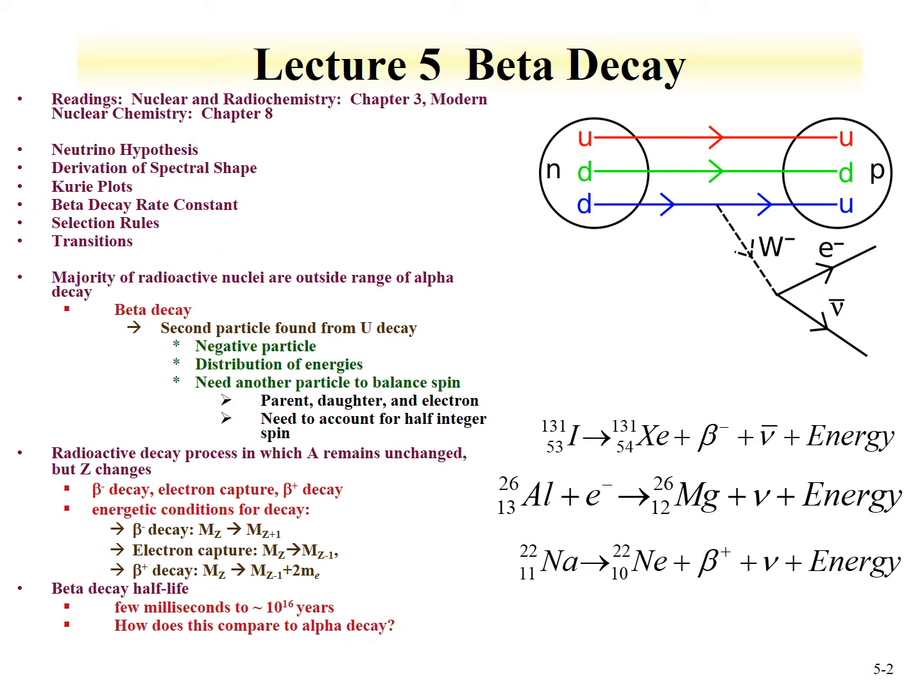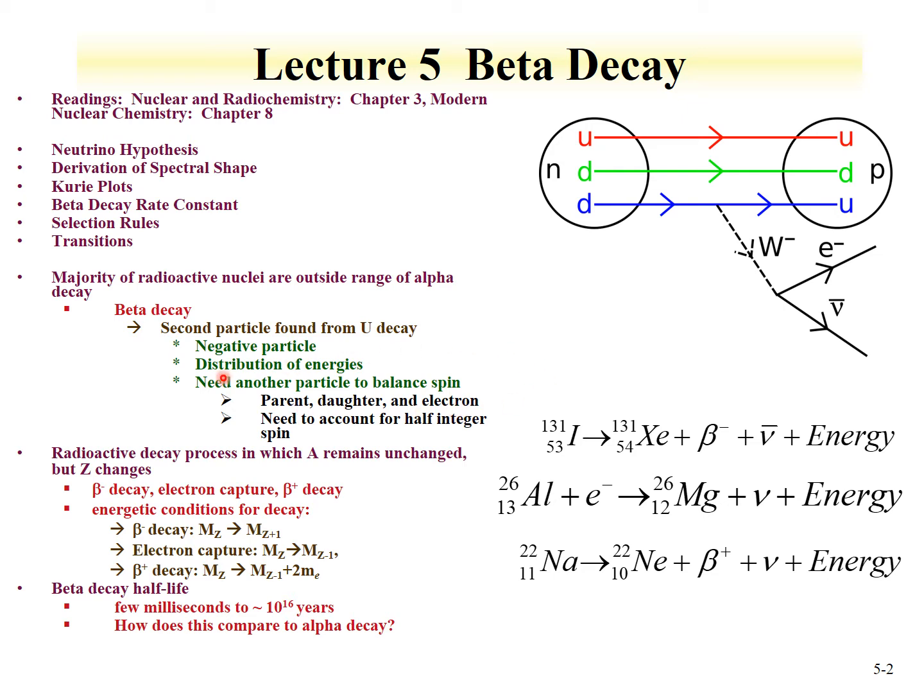Okay, the majority of radioactive nuclei are outside the range of alpha decay. Beta decay is a dominant form of decay for radioactive isotopes. It was the second particle that was found from uranium decay, hence beta. It's a negative particle. It has a distribution of energies. Unlike alpha, where you would see peaks, beta decay energies would be a distribution.